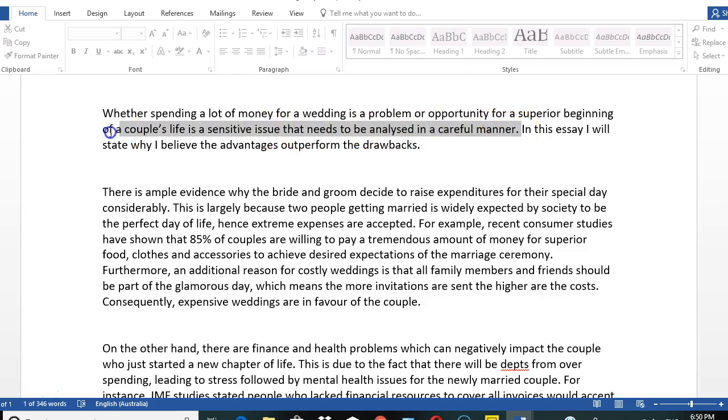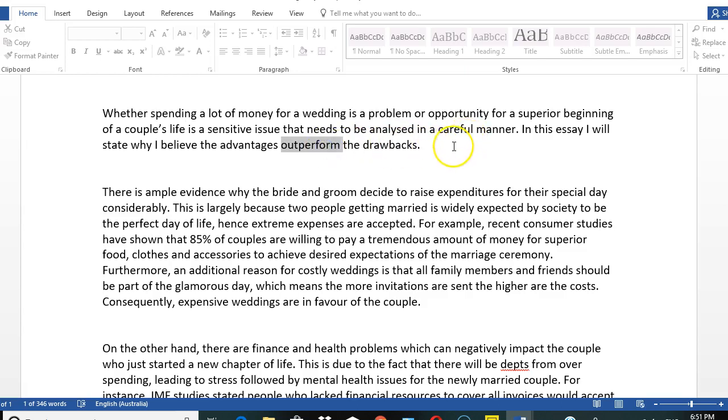Anyway, you see, I have to reread it again and again to decide whether this whether is fine here or not. Sometimes a sentence structure which is too cumbersome is not the best idea. Let's try doing it like this. Spending a lot of money on a wedding can be seen either as a problem or an opportunity for an inspiring beginning of a couple's life. Period. This is a sensitive issue that needs to be analyzed in a careful manner. Period. In this essay, I will state why I believe the advantages outperform the drawbacks.